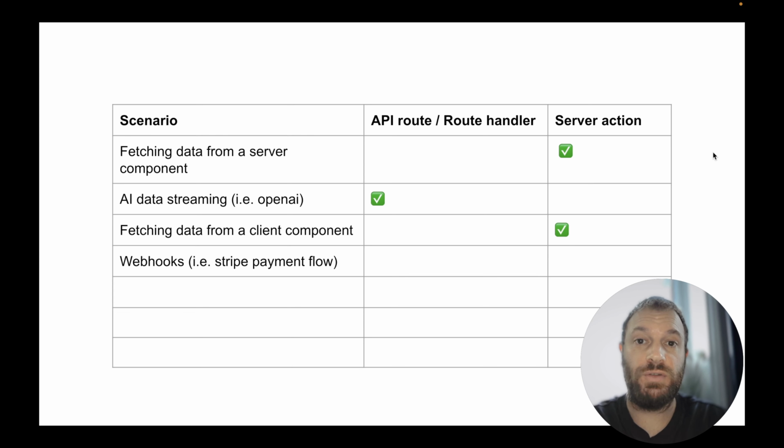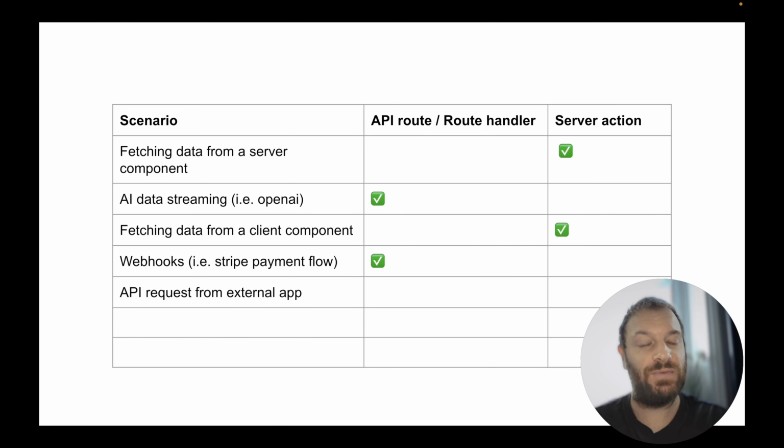Now, the only way we can do this is with a route handler. We can't call server actions from anything external. So Stripe is going to be our external resource calling our Next.js application, or calling an API route that we created within our Next.js application. So it's impossible to use server actions for this, so we have to use an API route.